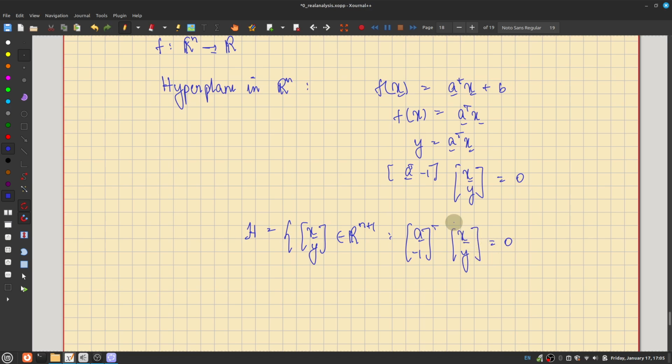So y is just a real number. x is an n length vector. And I stack these two to get an n plus 1 length vector. So this big vector is x1, x2, x3 up to xn followed by y. Similarly, this vector is a1, a2, a3 up to an followed by minus 1.